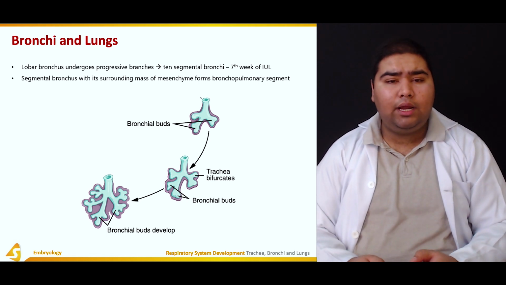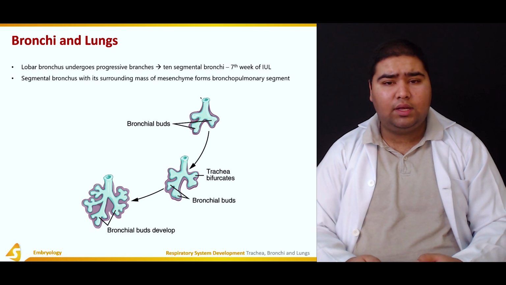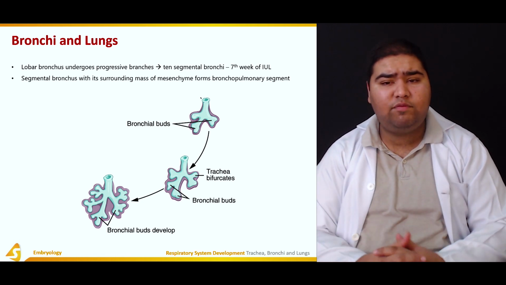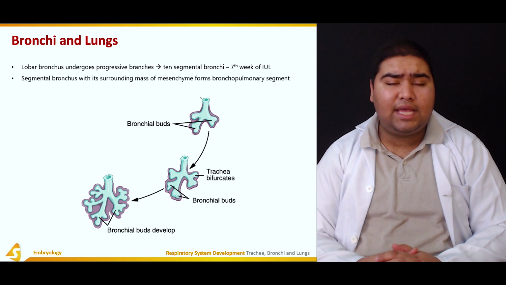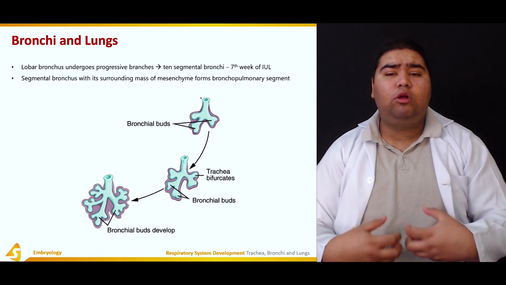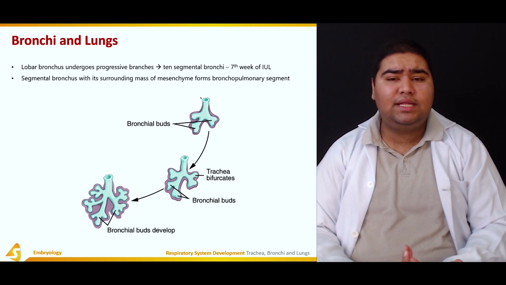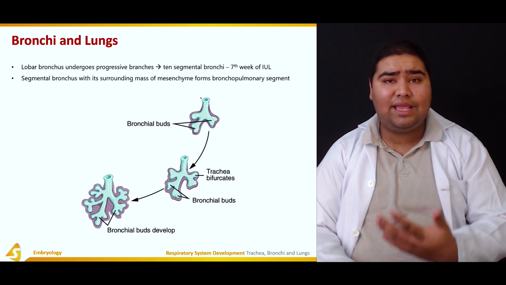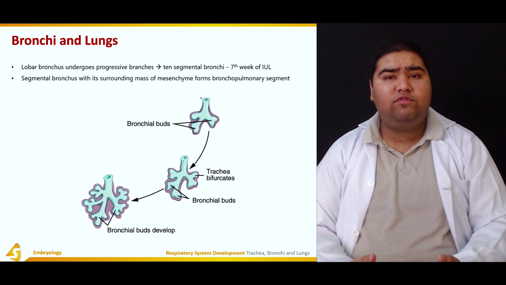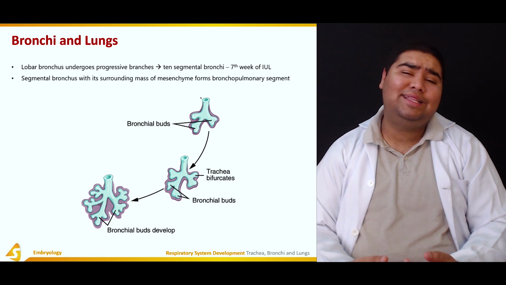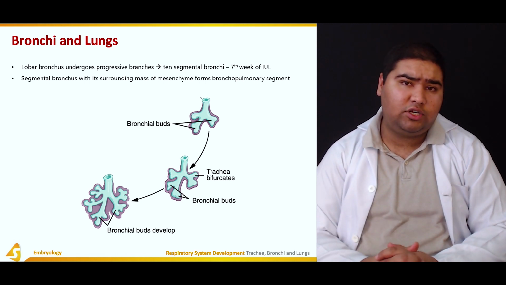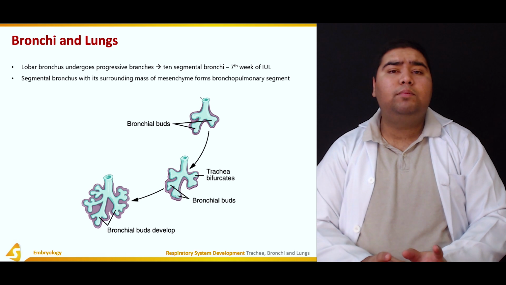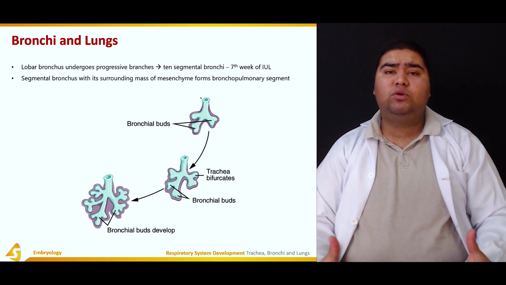Now this lobar bronchus underwent progressive branching to form the segmental bronchi. They form almost 10 branches. These are the 10 segmental bronchi which are formed in the lung bud. This is at about the 7th week of intrauterine life. Now, bronchopulmonary segments are formed within the lung.